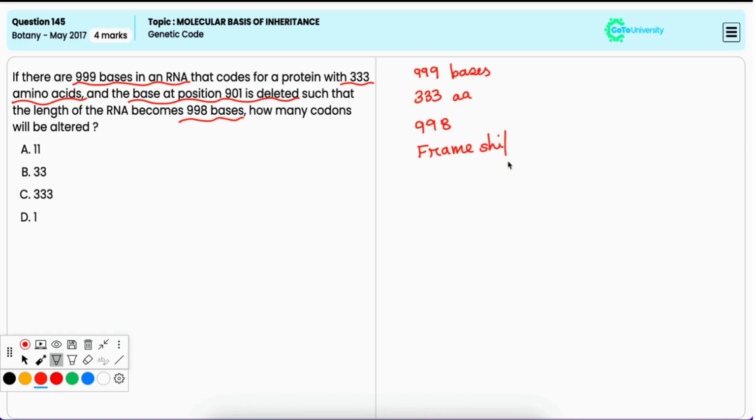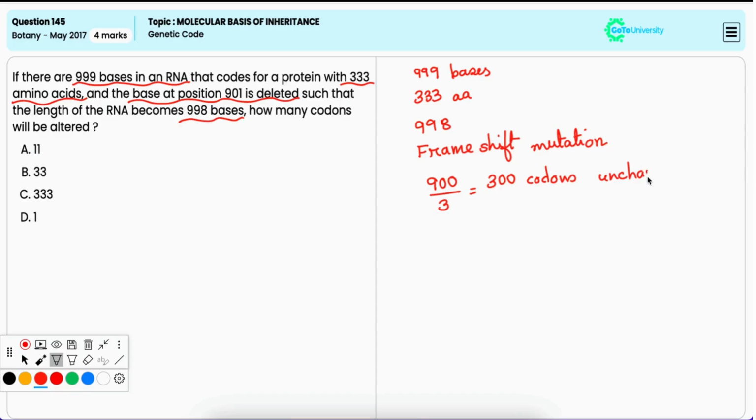of deletion onwards. Now, the effect of the frame shift mutation would be that the codons before position 901, that is 900 divided by 3 equal to 300 codons, remain unchanged. The codon at position 901 and all its subsequent codons would be affected.